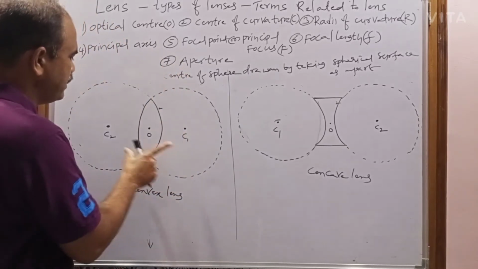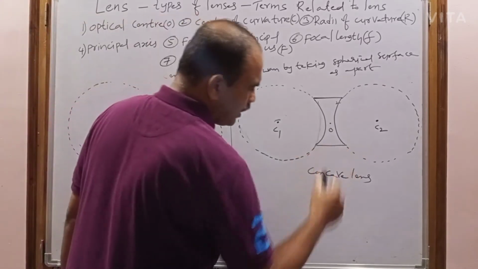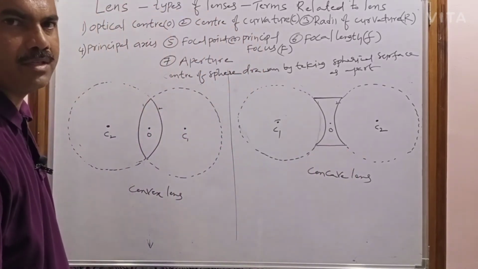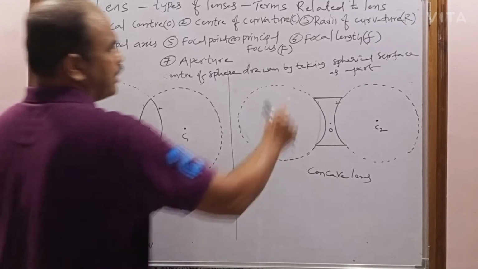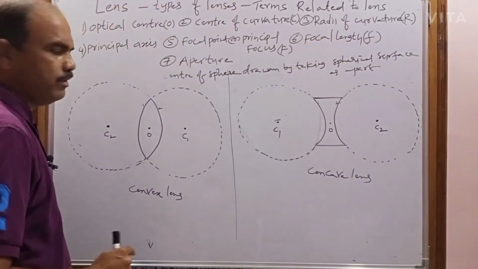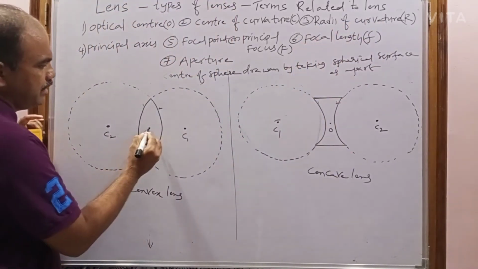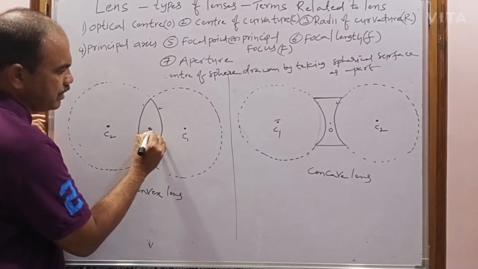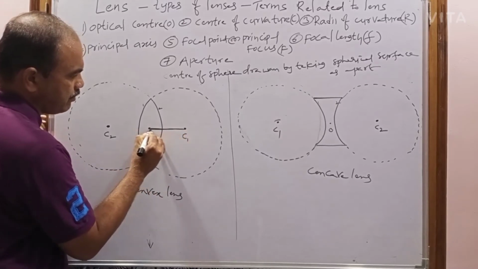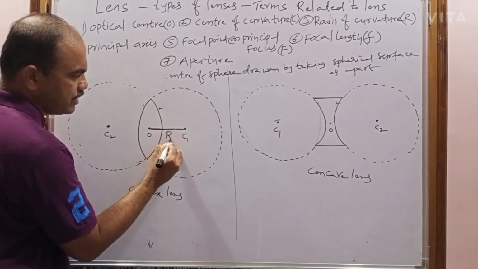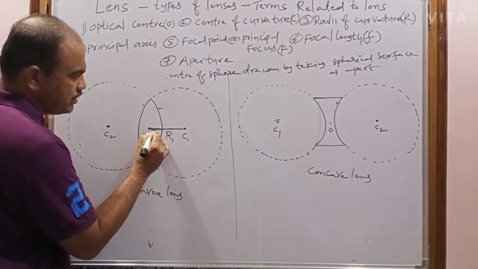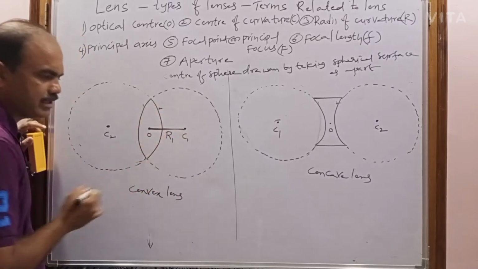So the convex lens has two centers of curvature, and the concave lens also has two centers of curvature. And now coming to the radii of curvature. That is nothing but the distance between the optic center and the center of curvature, which can be called the radius of curvature. So this is the first radius of curvature for this convex lens.